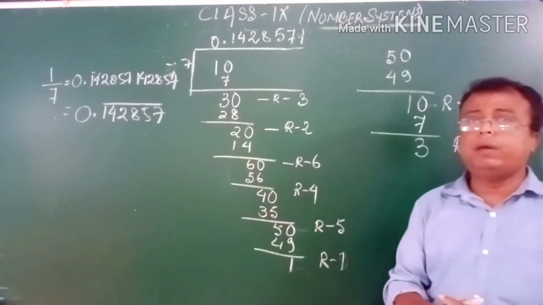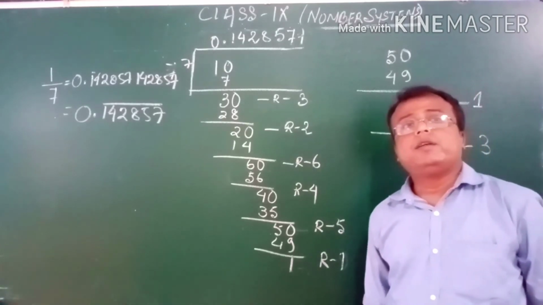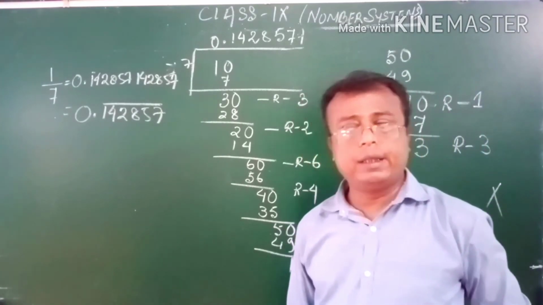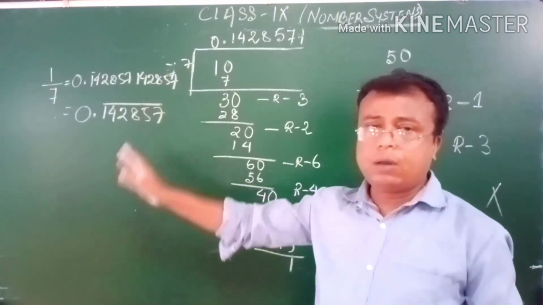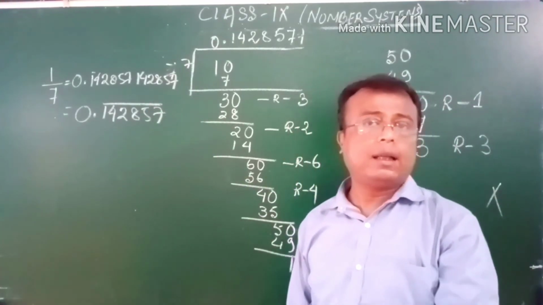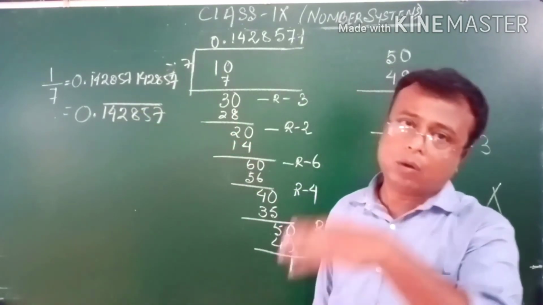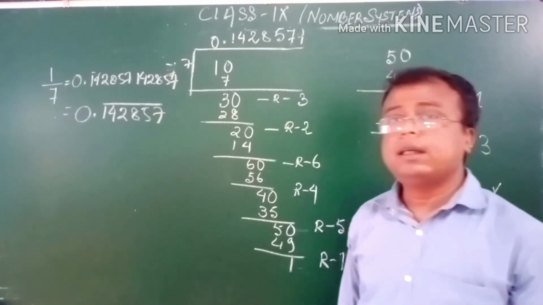Our next topic is how to represent a number in p by q form. We have learned how to find the decimal expansion of a rational number. In the next topic, a decimal form will be given and you have to convert it into p by q form. That we are going to discuss in our next topic.